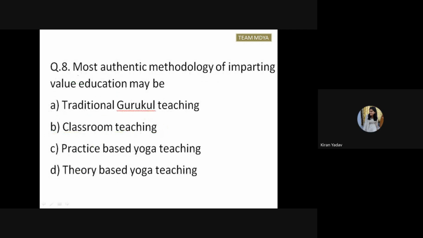Next question. Most authentic methodology of imparting value education may be traditional Gurukul teaching, classroom teaching, practice based yoga teaching, or theory based yoga teaching. Ma'am, A. Yes, in Gurukulas, value education was given in ancient times. So these are very simple, very easy questions till now.